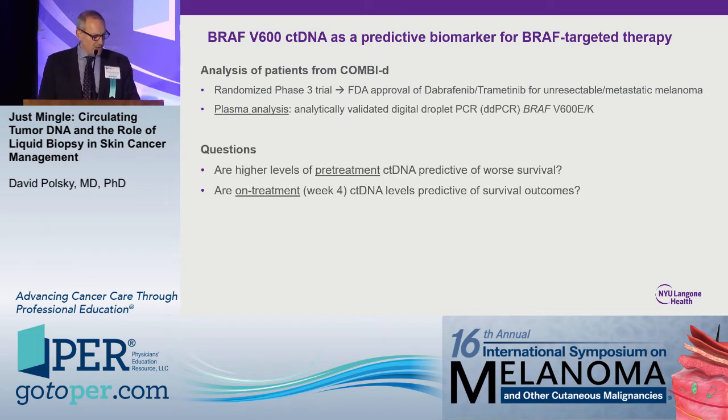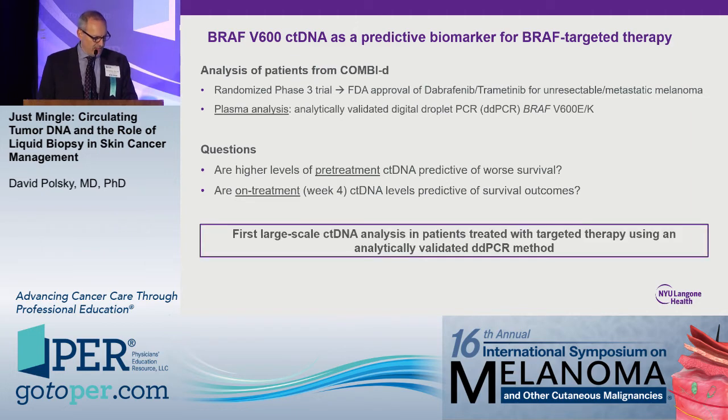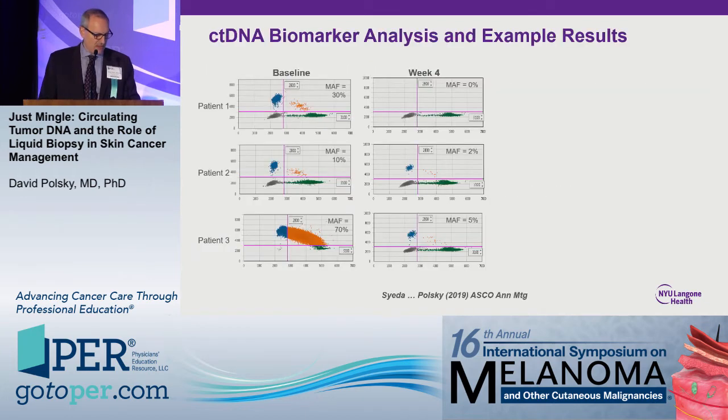And our questions were whether higher levels of pretreatment ctDNA predicted worse survival, and whether on-treatment ctDNA levels predicted survival outcomes. And we had available to us only one on-treatment measurement, and that was at week 4. So this was the first large-scale study of ctDNA analysis in patients treated with targeted therapy using an analytically validated ddPCR method, and we presented this at ASCO last year.